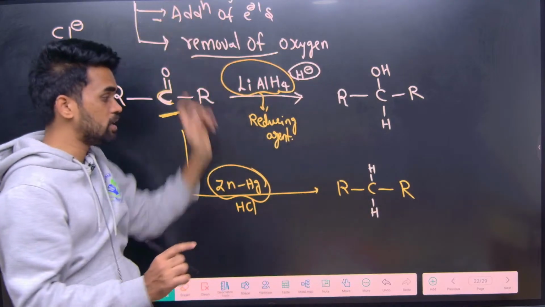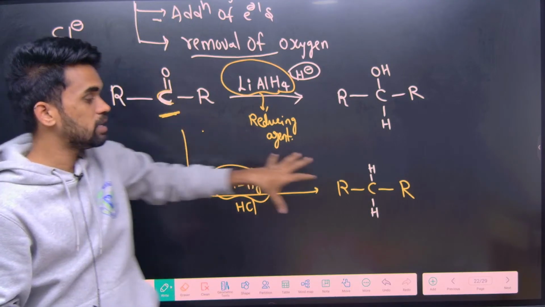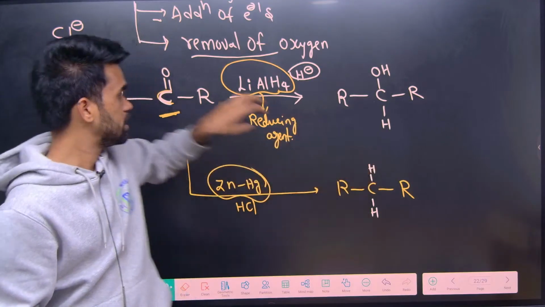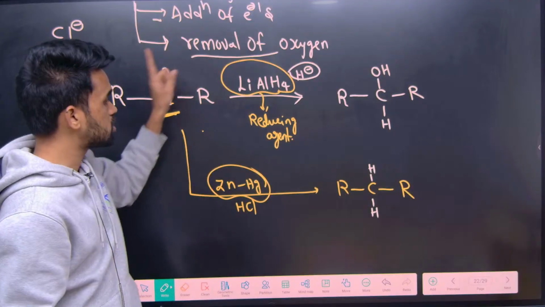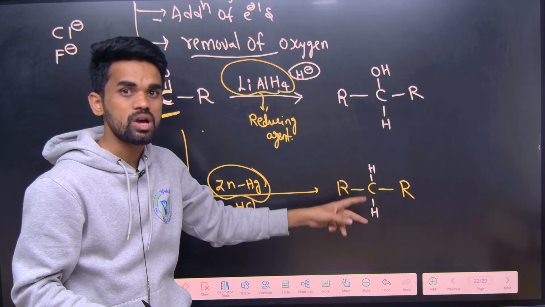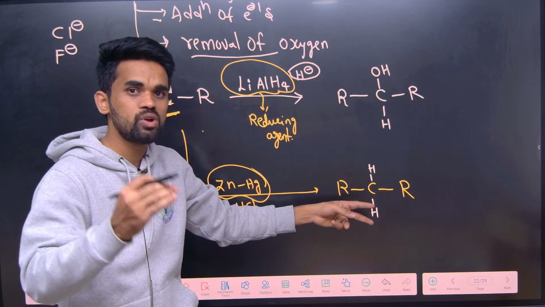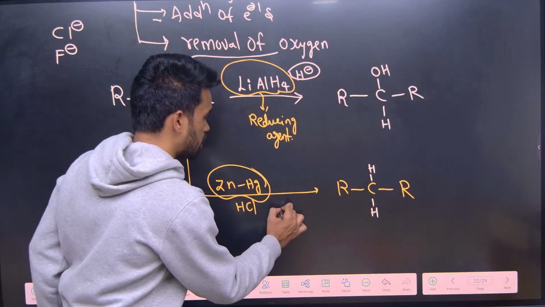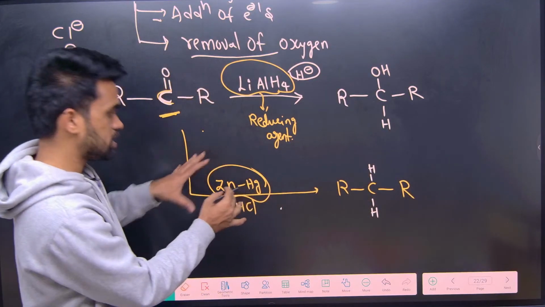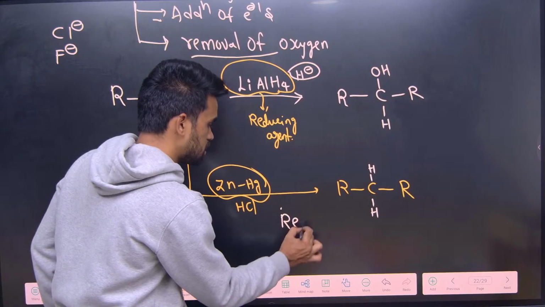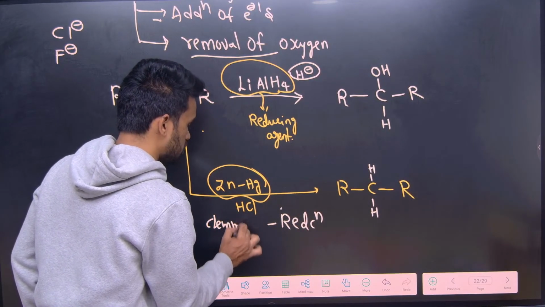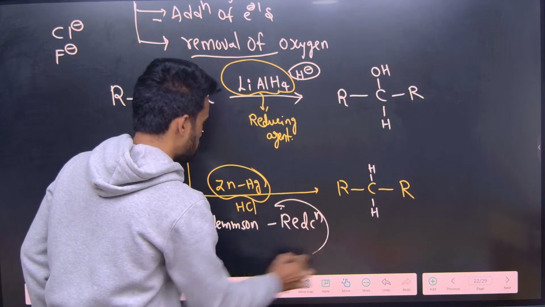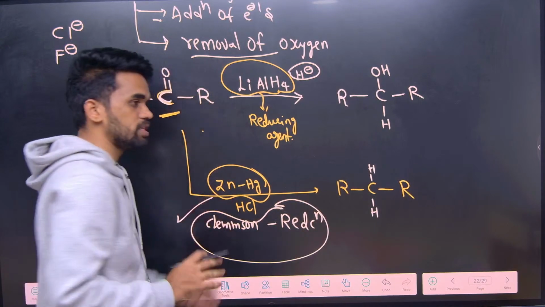So what did I do here? Ketone converted into an alkane. What I did here: removed oxygen, placed two hydrogens. So, addition of hydrogens, removal of oxygen. This is called reduction. Particularly, what is the name of this reduction process? This is reduction we know. What is that reduction called? Clemmensen reduction. That is the Clemmensen reduction process.